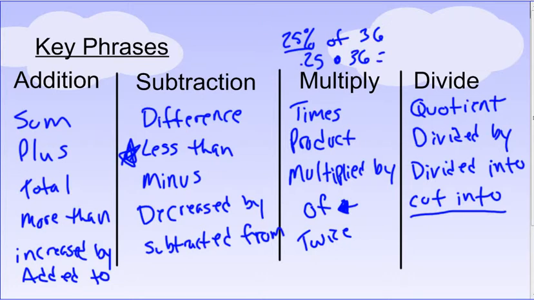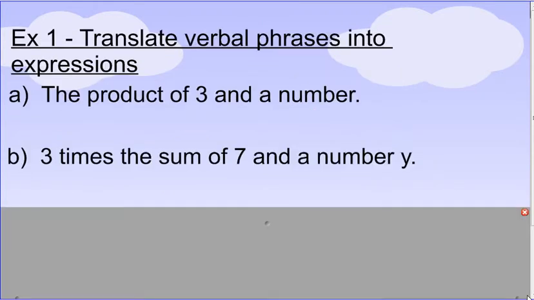So let's go through and look at some of our word problems. So here we have example 1. It just wants us to translate the verbal phrase into expressions. So example A here says the product of 3 and a number. You notice we don't actually have to do this math. We just need to change it to a math problem. So we're looking for those key phrases. Product means we're going to multiply. So the multiplication of 3 and a number.